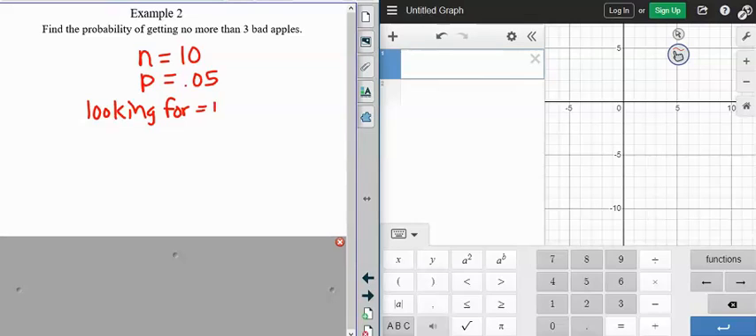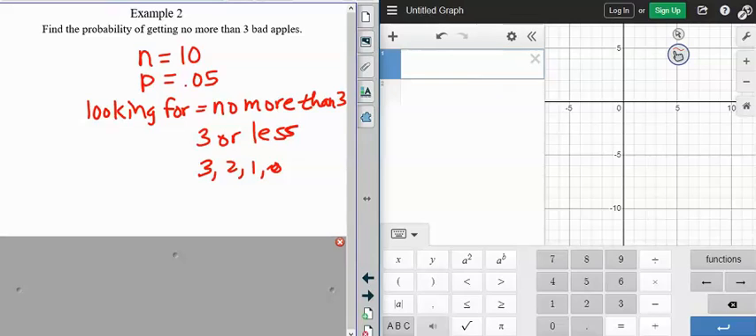So we say no more than 3 bad. All right, so if we say no more than 3, what does that mean again? It's like when we talked about at the very beginning of the lesson: no more than 3 people in the classroom. That means it's going to be 3 or less, which is 3, 2, 1, 0. So 3 or less. Okay, cool.